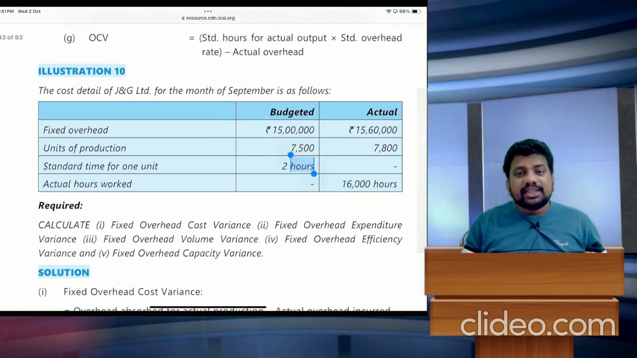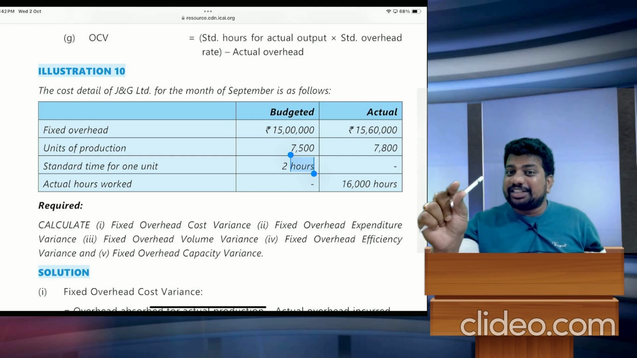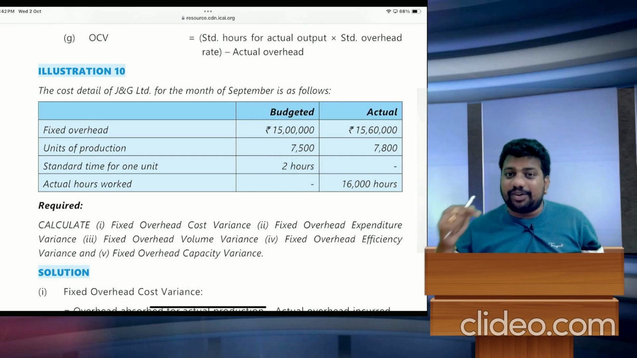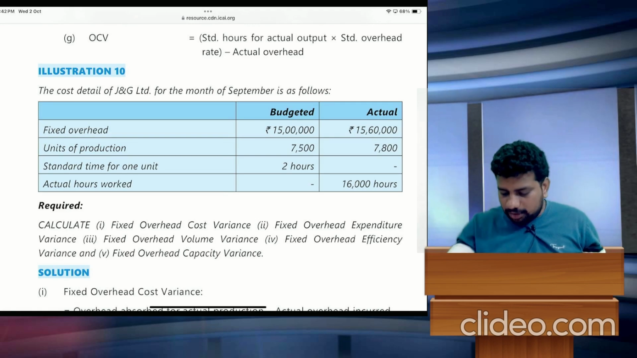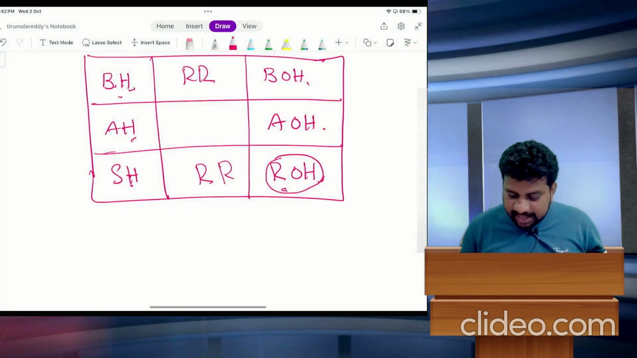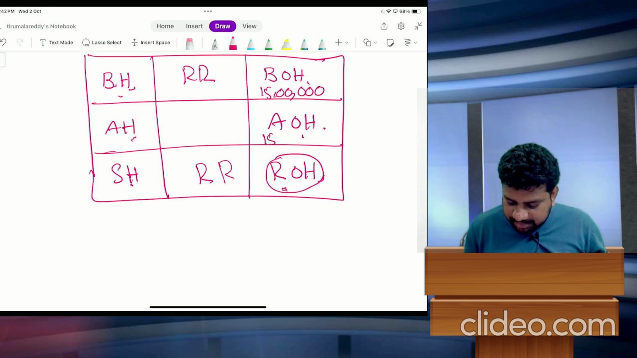The question says the cost details of J and G Limited for the month of September are as follows: fixed overhead, budgeted total and total actual overheads. One is 15 lakhs, the other one is 15 lakh 60,000. So budgeted overheads and actual overheads, we have to dump this data here. Budget overheads 15 lakhs, actual overheads 15 lakh 60,000. So here I will write 15 lakhs. Here I will write 15 lakh 60,000.